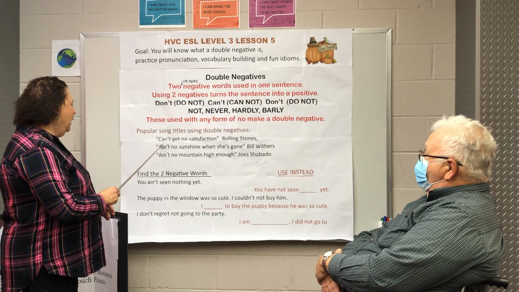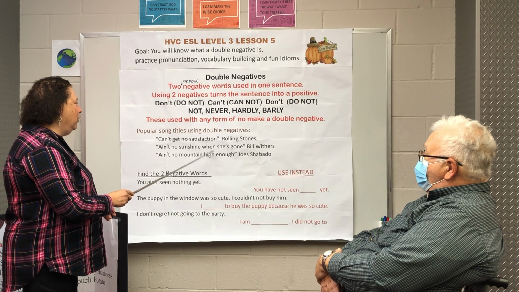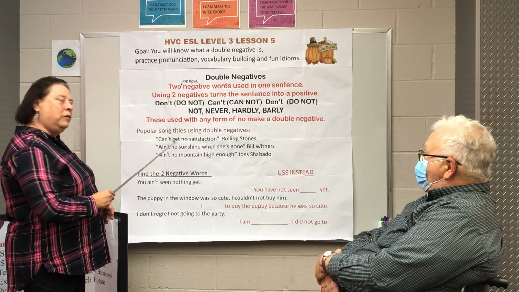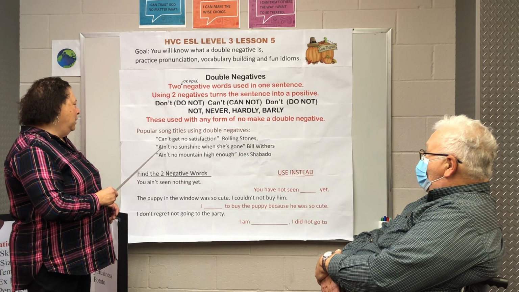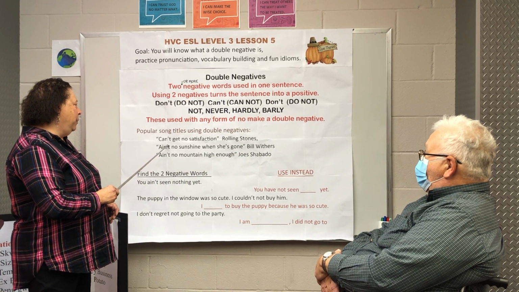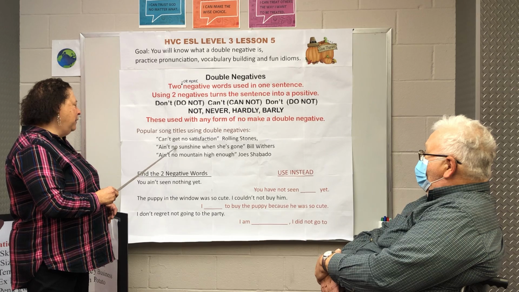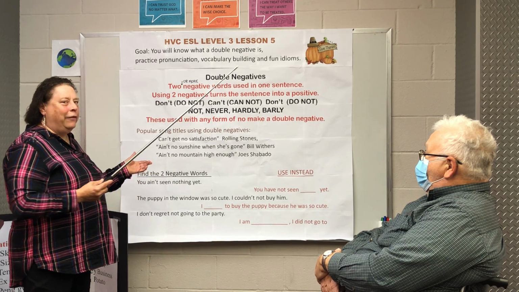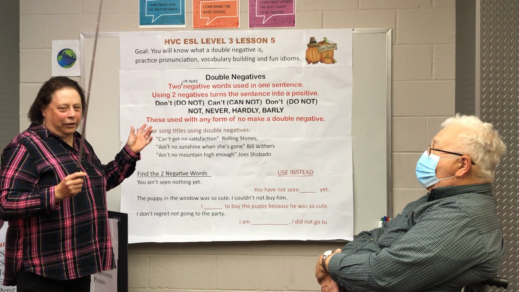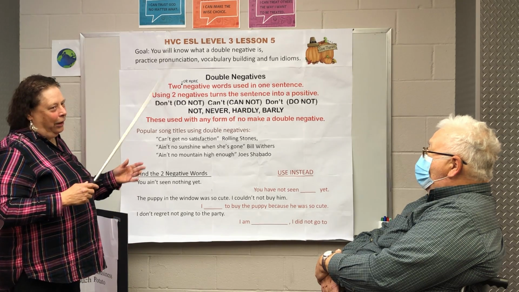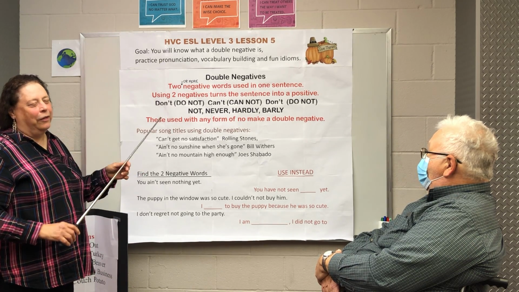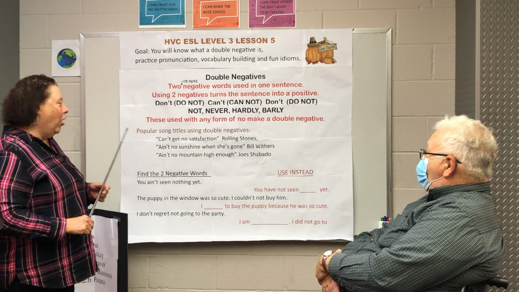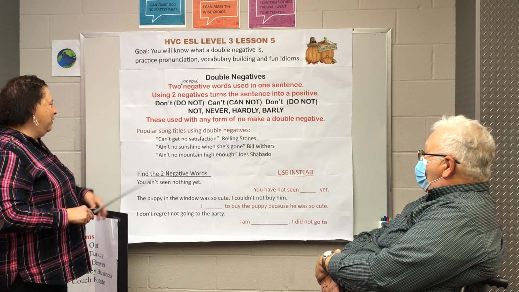Here's another one. Ain't no sunshine when she's gone. So the one no would be here with this little apostrophe, not, and the second would be no. So do we have sunshine when she's gone? It's not sunny. It is sunny. So I don't know exactly what this guy's trying to say. He should have said there is sunshine when she's not gone. But anyway, that's a little mixed up.